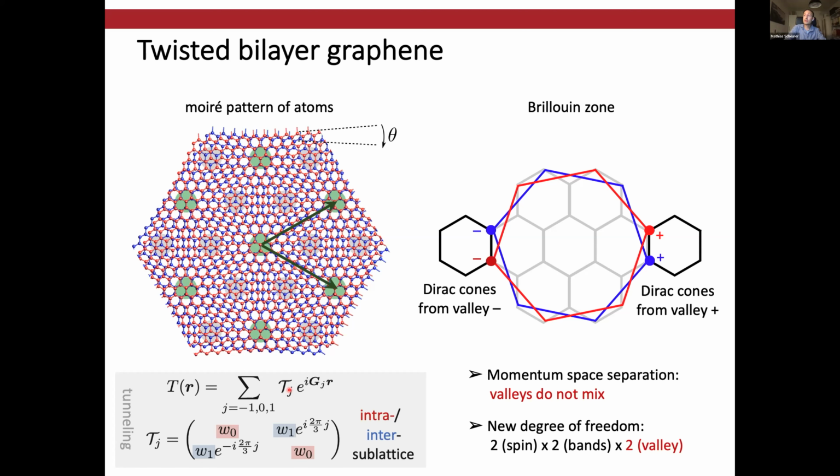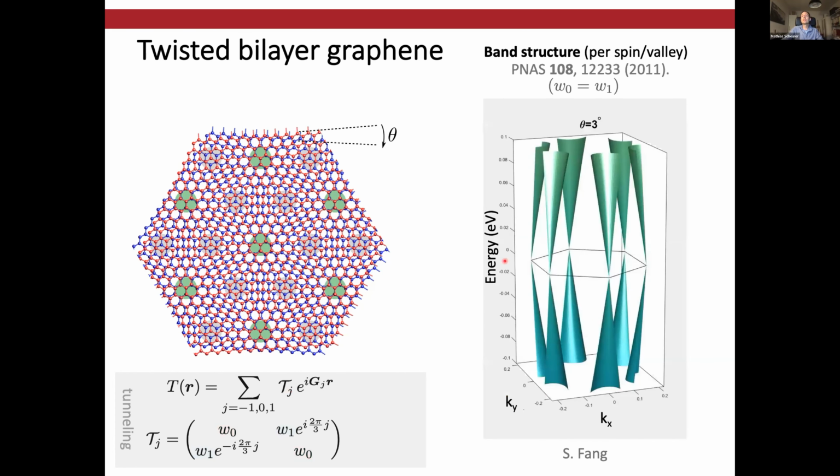Now, you can compute the band structure by coupling these Dirac cones. And here, as a result of such a calculation, you are shown the band structure for a single spin and valley flavor. First of all, we see that there are still Dirac cones despite the tunneling. And the reason for that is that there's a symmetry, C2z, a 2-fold rotational symmetry, times time reversal Θ, that protects these Dirac cones.